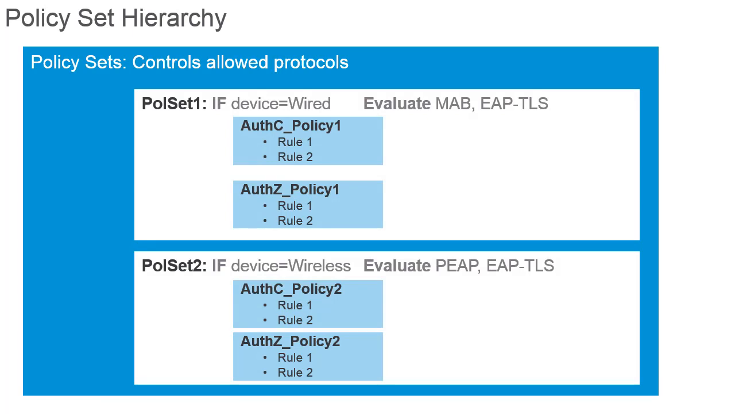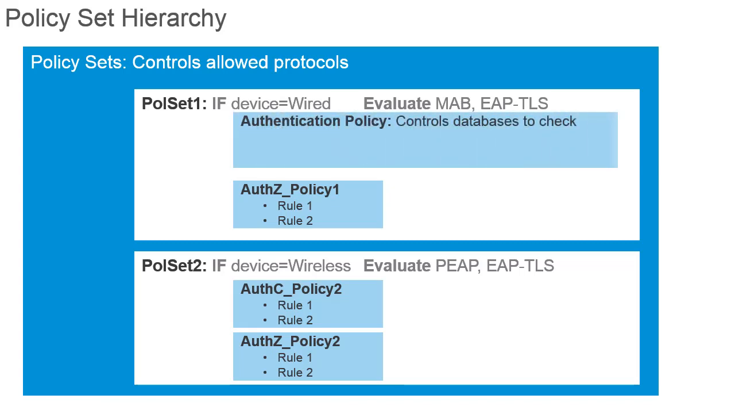The second level of this hierarchy is the actual policies for authentication and for authorization. Authentication policies control which databases to check for user credentials, the so-called identity source, or an identity source sequence. Each policy set can have only one authentication policy, but that policy can have multiple rules. Now, this one has two rules, processed top-down.